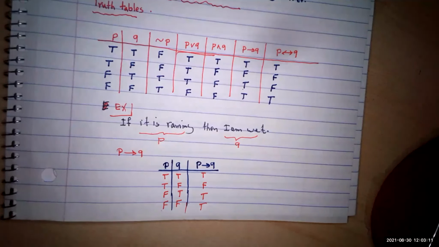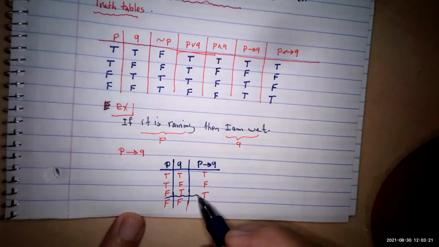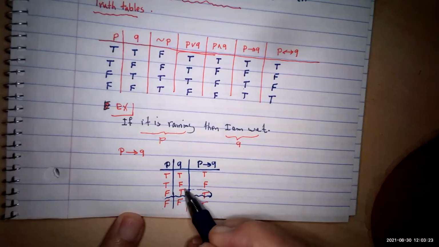Okay, any question? Yes, could you please explain the third line one more time? I'm not fully grasping it. This one? Yeah, the P is F and the Q is T.